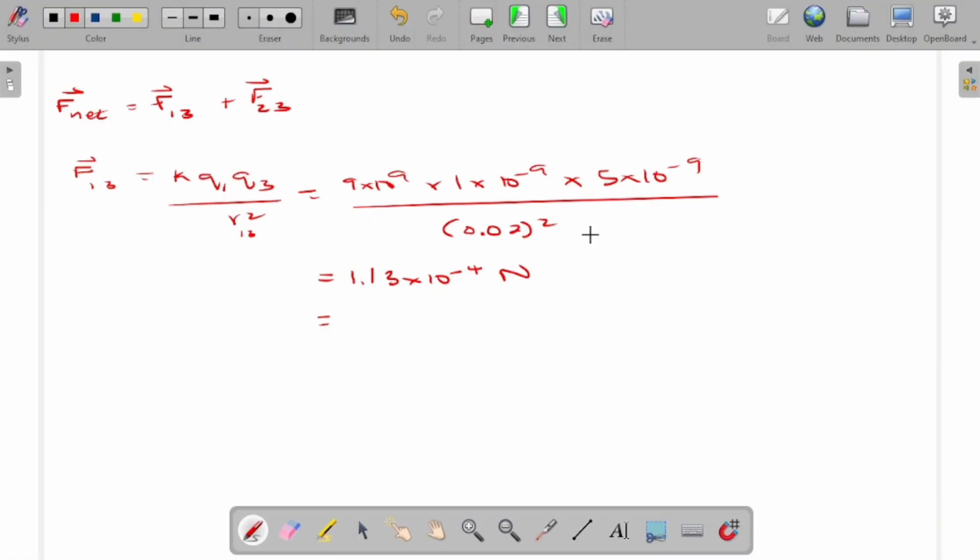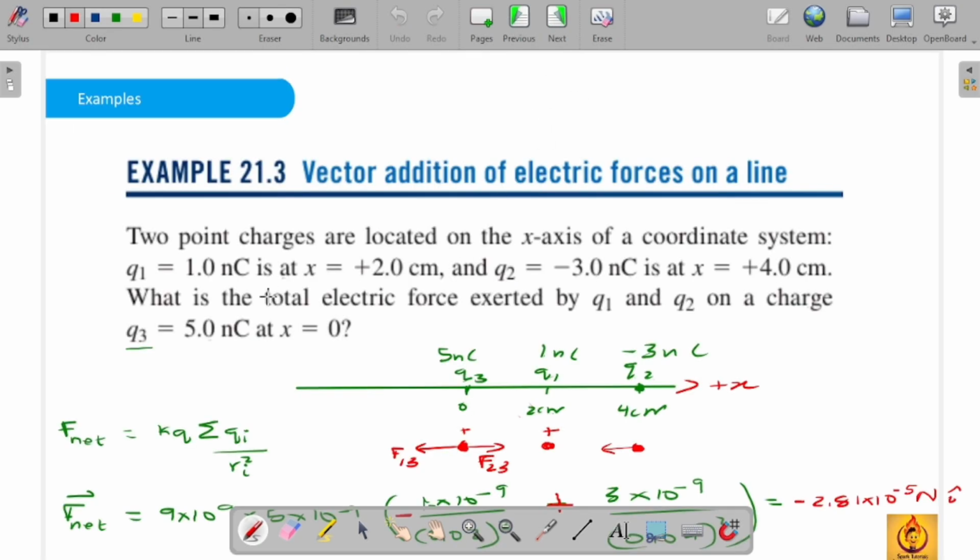Yes. All right. So that was Q1 and Q3. Now we are going to deal with Q2 and Q3. So let's move.